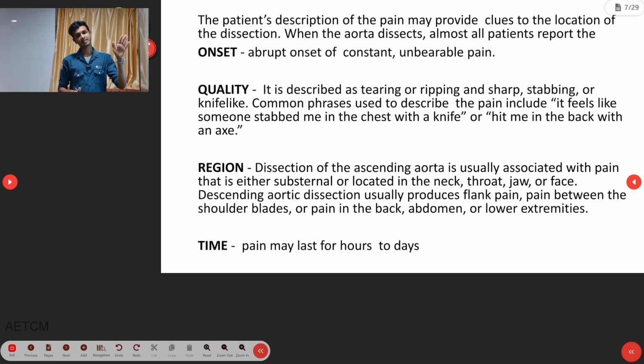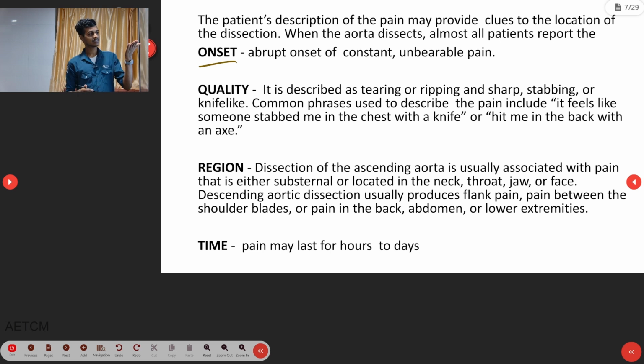Here the main complaint is the pain. The onset of pain is abrupt, a sudden onset of constant, unbearable pain. That is one of the major important things. Quality wise, they will describe it as tearing, ripping, or sharp stabbing, knife-like pain. They will complain like someone stabbed them on the abdomen with a knife. So the nature of the pain is sharp, stabbing, knife-like, tearing, ripping pain.